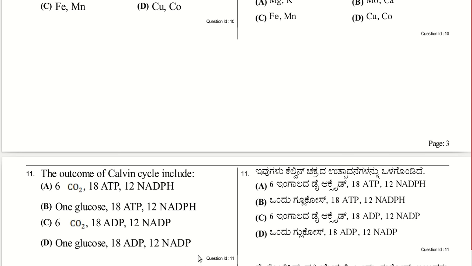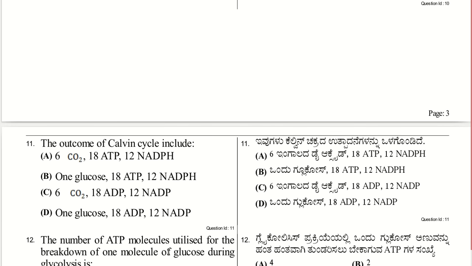The outcome of the Calvin cycle includes 1 glucose, 18 ADP and 12 NADP. So at the end of the Calvin cycle there is 1 glucose, 18 ADP and 12 NADPH2. That is the outcome of the Calvin cycle. So D is the answer.